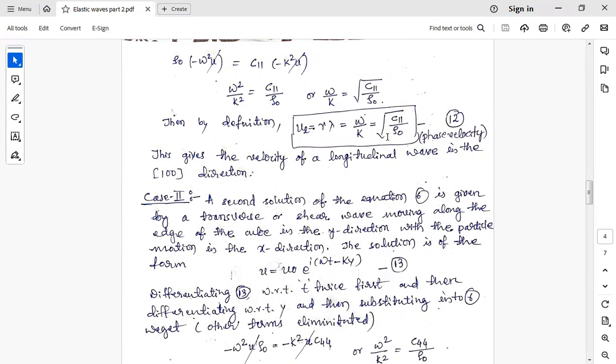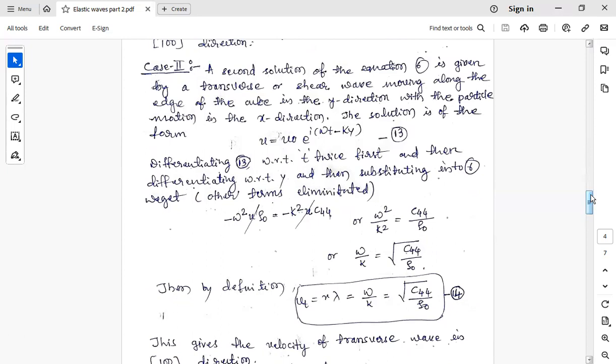So this omega by k represents the wave velocity, meaning the velocity of the longitudinal wave, which is given by root of c1 by rho naught. And this gives the velocity of longitudinal wave in the 100 direction. Similarly, we have studied the second case by considering the transverse wave, and here transverse wave means the wave will be propagating in the x direction, but vibrations will be in the y direction. So that kind of thing will be there here.